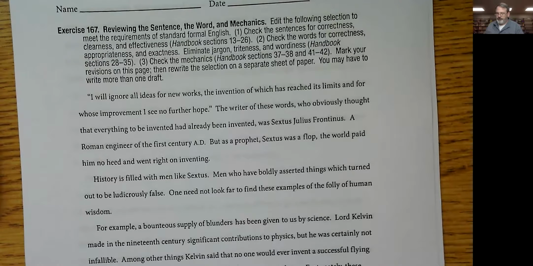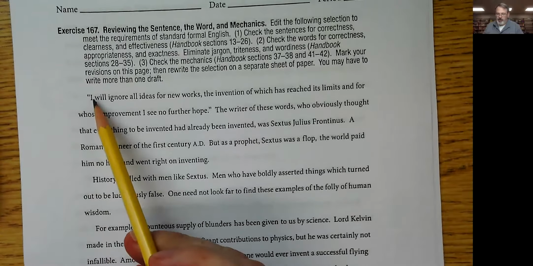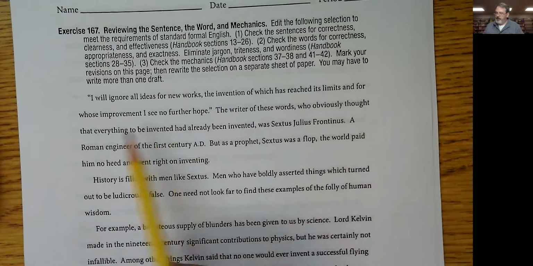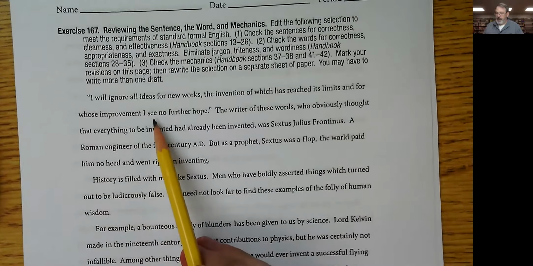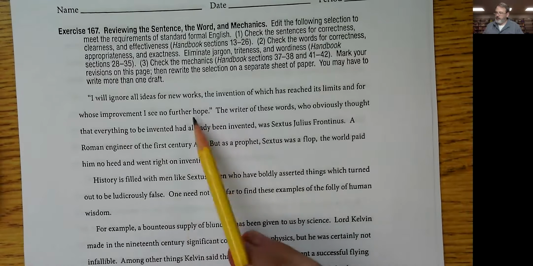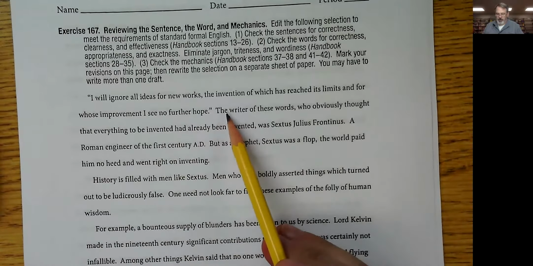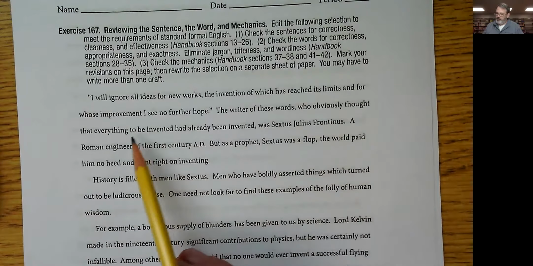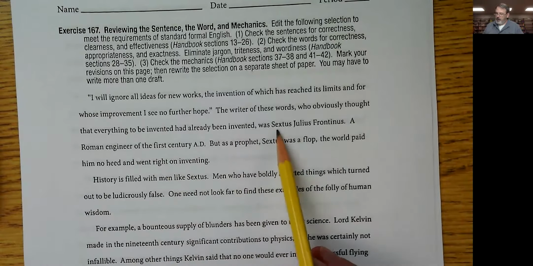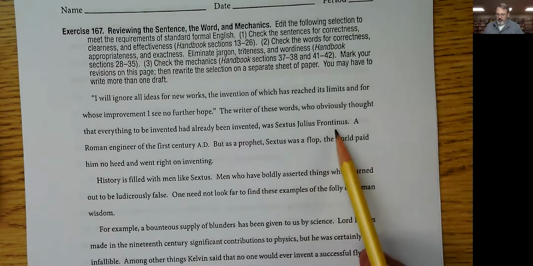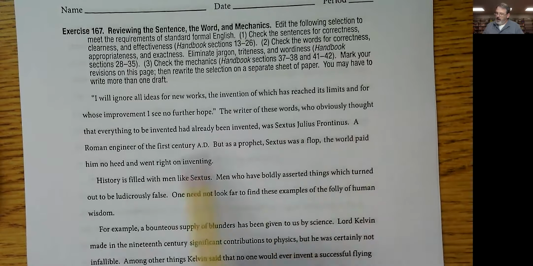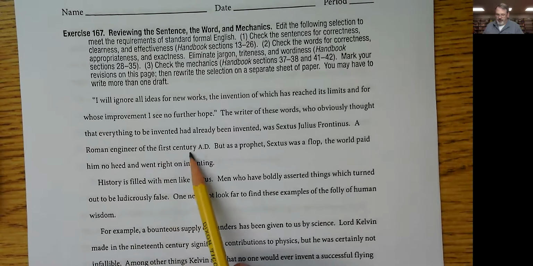Okay, so let's look at the first sentence. It's in a quote. I will ignore all ideas for new works, the invention of which has reached its limit for whose improvement I see no further hope. There's nothing wrong with that quote. Now, the writer of these words, comma, who obviously thought that everything to be invented had already been invented, was Sextus Julius Frontinus. Okay, that's still okay. I don't see any issues there. A Roman engineer of the 1st century AD.